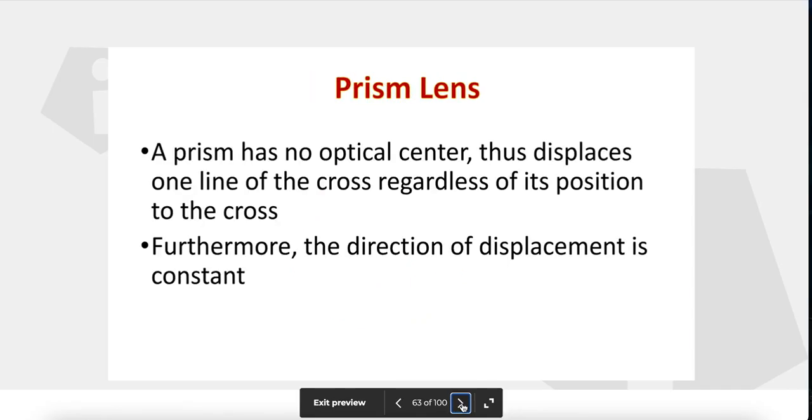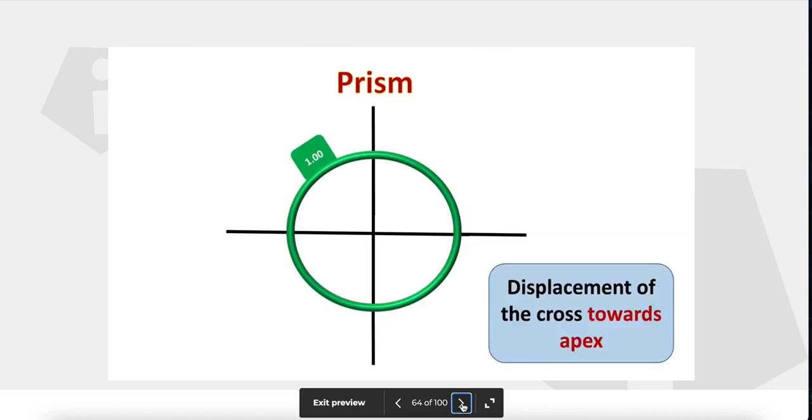The prism lens has no optical center, so it will displace one line of the cross regardless of the position of the cross. The direction of displacement is always constant. It is toward the apex. As you can see here, once we put the prism lens, it will cause displacement toward the apex.